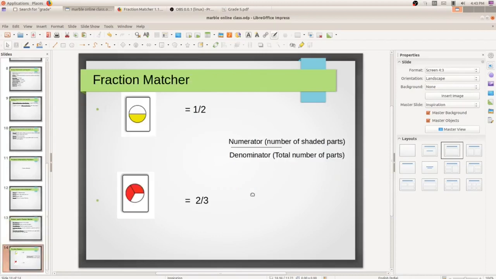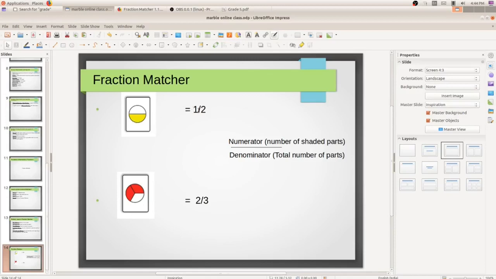So for a recapitulation, I will show you how to play the game. This I have told you in the last class. Here you can see a picture. What does this picture depict? Yes, there is a circle divided into 2 parts, total 2 parts. Out of these 2 parts, how many parts are shaded? Only one part is shaded with yellow color. That means one part is shaded out of total 2 parts. So that is equal to 1 by 2.